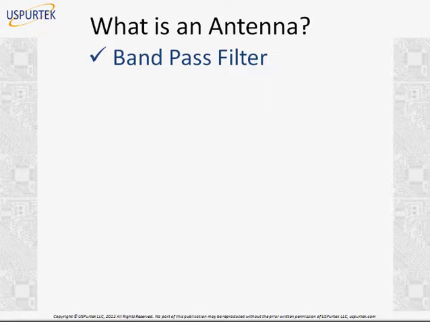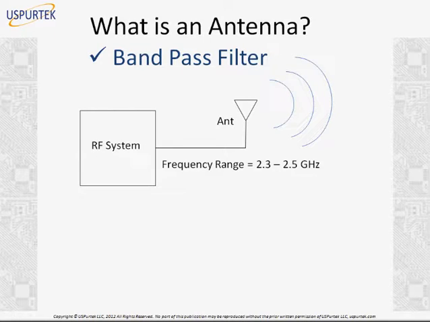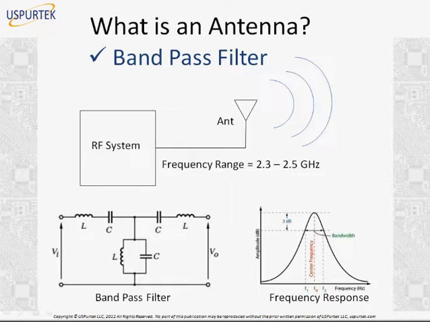Yet another perspective is that an antenna is a band pass filter. Now we know filters. What are filters? Frequency filters. The filters allow only a specific range of frequencies to pass through them. If you look at the specifications of any commercial antenna, it will describe a frequency range. Let's say for a Wi-Fi antenna, the frequency range is written as 2.3 to 2.5 gigahertz. That means it will only receive or transmit frequencies within this range.